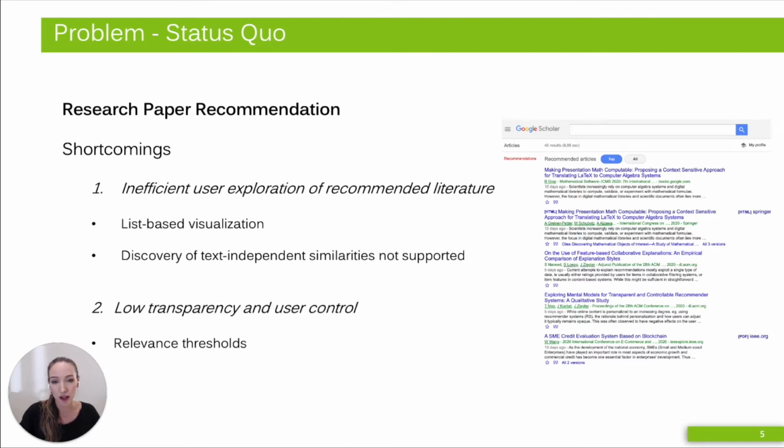And furthermore, existing research paper recommendation approaches lack a lot of user control and have a low transparency, which is of course a general problem facing today's recommendation systems. But in the case of literature recommendation, this is a problem because users cannot control the thresholds for specific types of features that might be of interest to them.